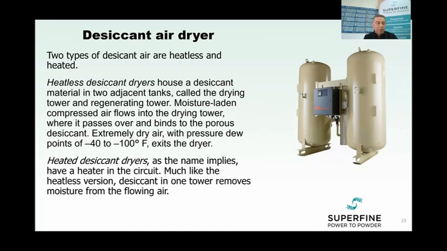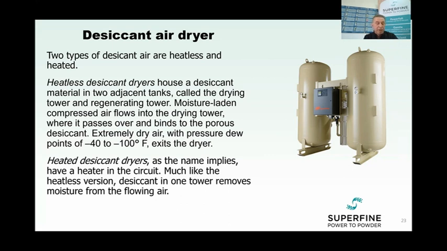Heatless desiccant dryers house desiccant material in two tanks called the drying tower and the regenerating tower. Moisture-laden compressed air flows into the drying tower, where it passes over and binds to the porous desiccant. Extremely dry air with a pressure dew point of -20 to -40 centigrade exits the dryer.